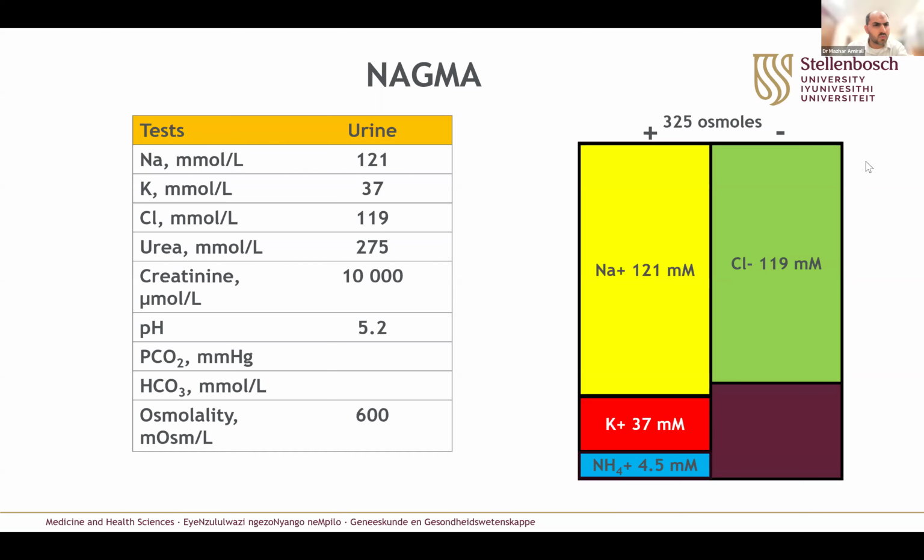The next question was, what is the cutoff point for high anion gap metabolic acidosis? In this case, anion gap was 17. Again, I think it's more or less the same question.